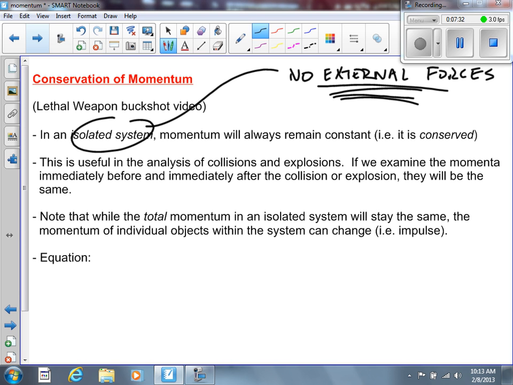But afterwards, the bullet has momentum. So there was an impulse experienced by the bullet. The gun has momentum. There was an impulse experienced by the gun. But the total momentum stays the same. The momentum of the bullet changes, the momentum of the gun changes, but the total momentum stays the same as 0. By the way, how do we reconcile that? How do we say, if both objects are moving, the gun and the bullet, that the total momentum is still 0?